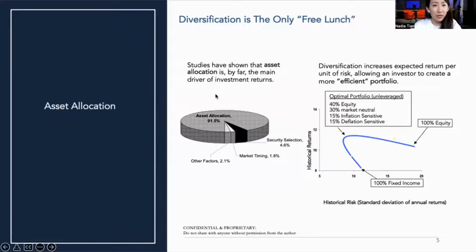Another reminder is diversification is the only free lunch. So always think about how to diversify among different asset classes. Getting asset allocation right can account for more than 90% of your wealth creation. And today, for example, we're going to talk about a very different asset class, specifically DeFi, which is Decentralized Finance. And we'll talk more about that.